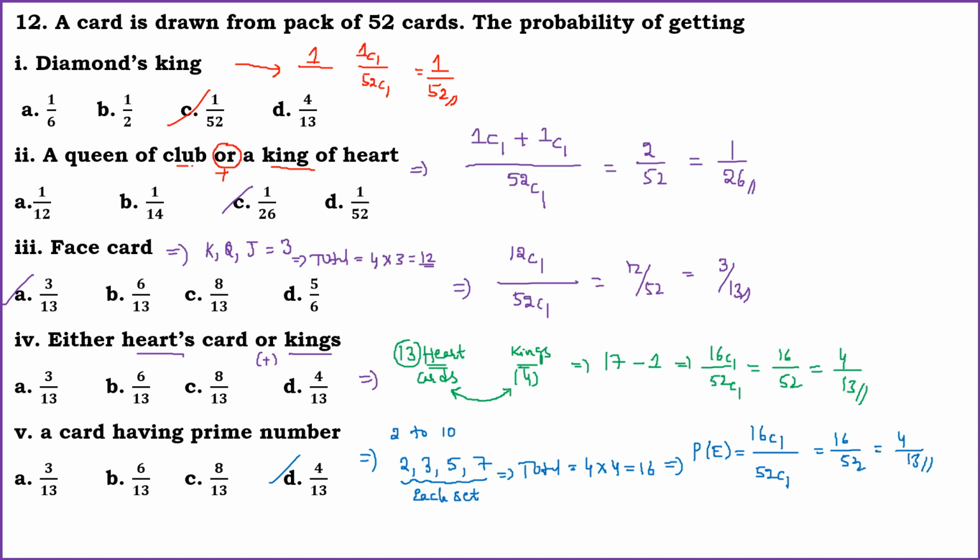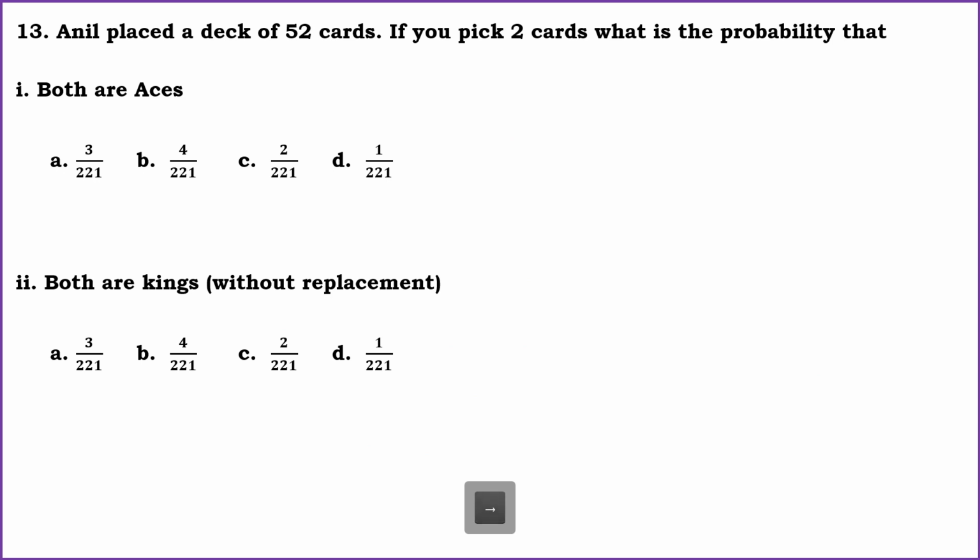Okay. These are the primary set of questions related to pack cards. Next one. Have a look here. Anil plays a deck of 52 cards. If you pick two cards, what is the probability that both are aces? We have to pick two cards randomly, and the condition given is that both cards will be aces. How can I solve this question?